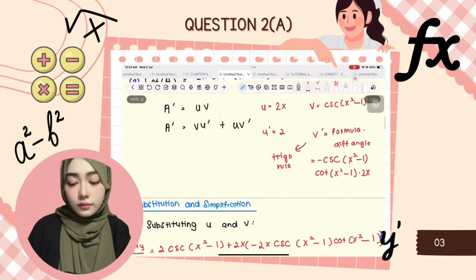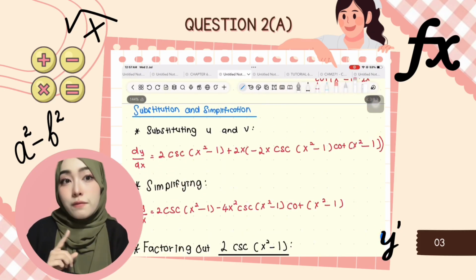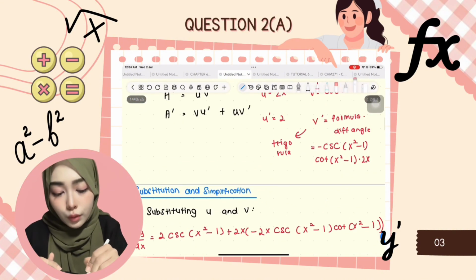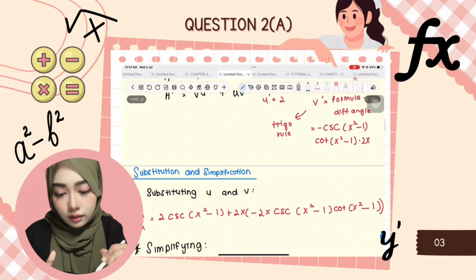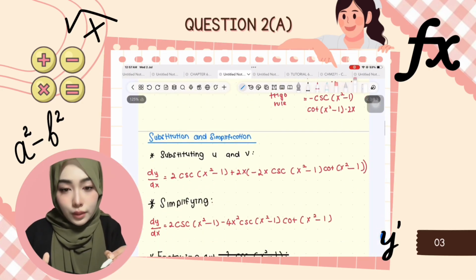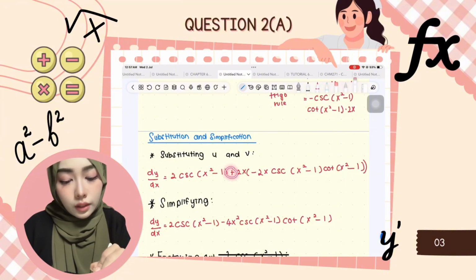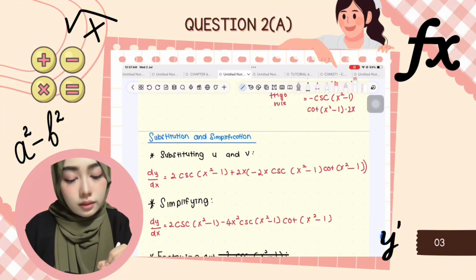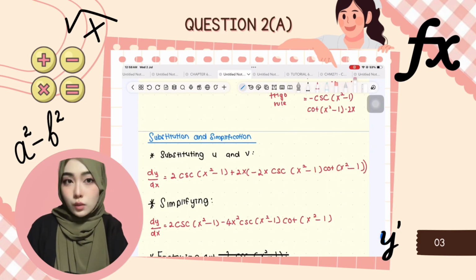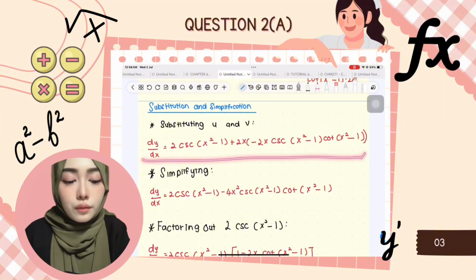Now we are going to substitute u and v into the formula vu prime plus uv prime. So we get 2 cosec(x² − 1) plus 2x times negative 2x cosec(x² − 1) cot(x² − 1). But this one I've already rearranged.